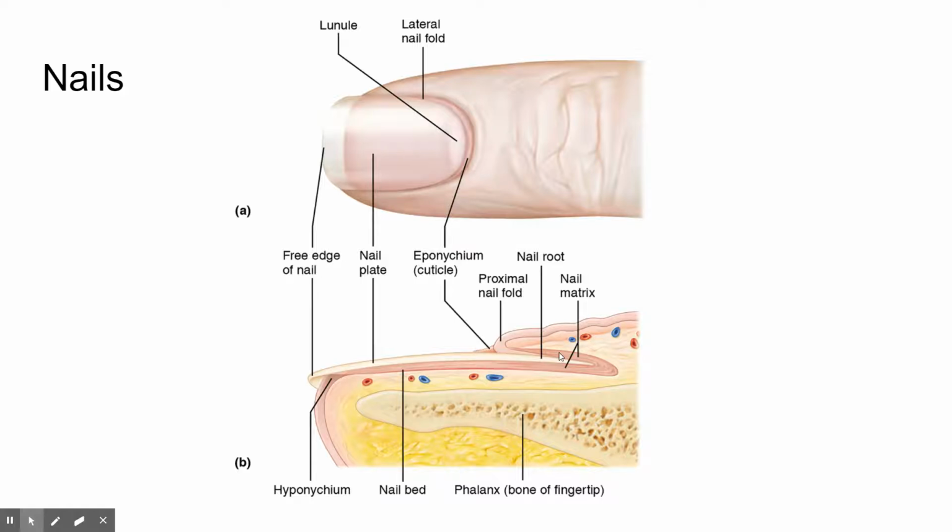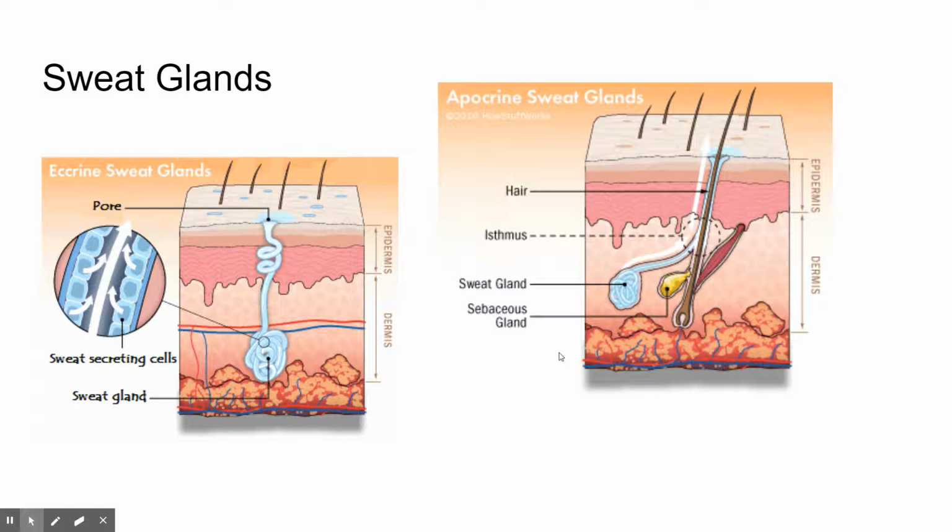Not a whole lot going on with nails. I mean, there's a lot. Again, deep subject, grab a hold of it, but for us, we're going to keep it about there. All right, moving on. Let's talk about the different types of glands found in the skin.